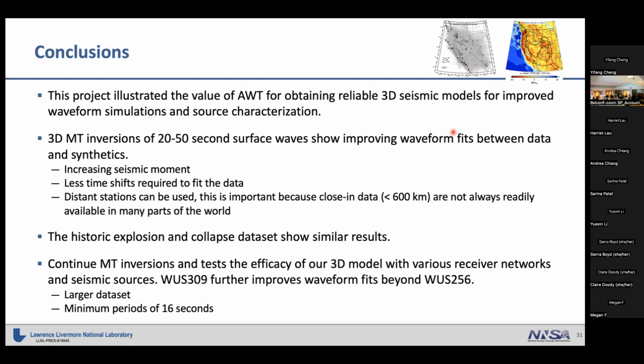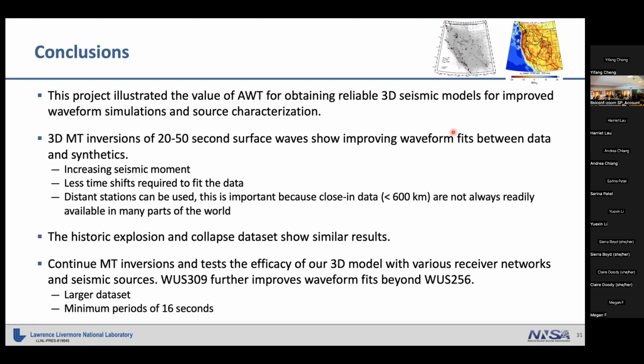But for the 3D model, if you don't have to shift the data, that saves a lot of time for monitoring, and also gives you more confidence that the model is really capturing the wave propagation effect, where we don't have to make these adjustments that can sometimes be a little bit arbitrary. Like you're trying to justify to people why we shift a second here and a second there. And that's for the validation data set. Historic explosion collapses show similar results.